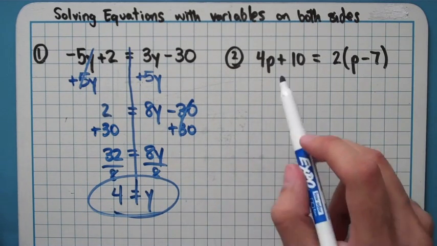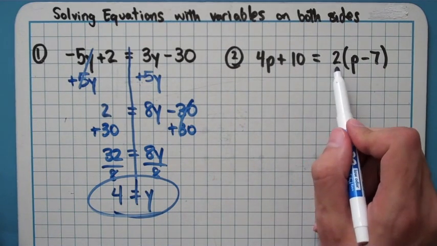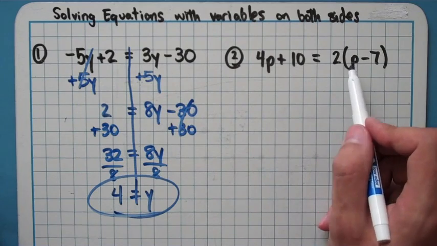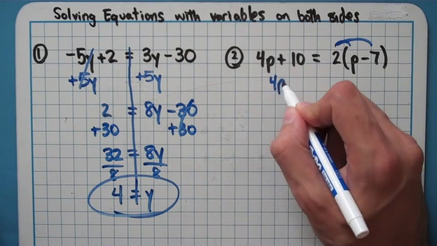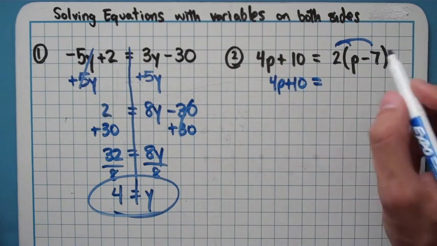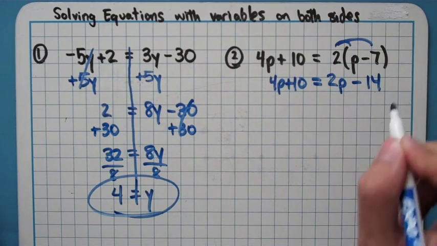But you could. Second problem here, I have p's on both sides of my equation, and to make matters worse, I have a 2 outside these parentheses. I'm going to get rid of my parentheses by distributing. So this side's going to stay the same. I'm going to get 2p minus 14 on this side.